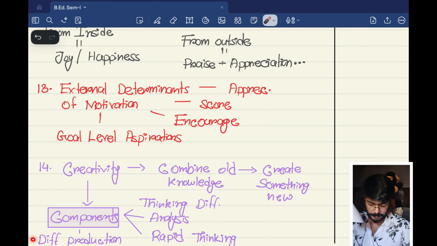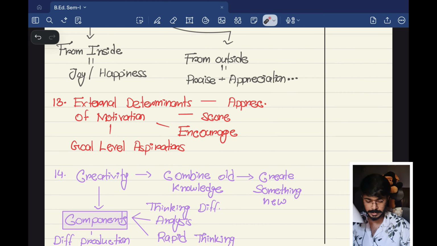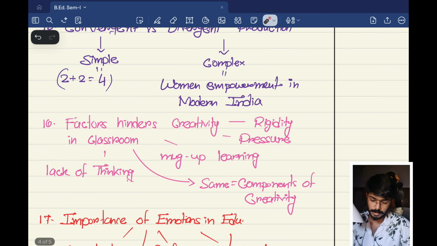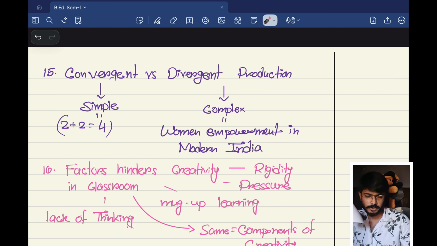Now, differentiated production. What does it mean by differentiated production? You are a creative person. Why? Because the rest of the people who are in the race are doing almost the same, and you are doing something different, you are outsmarting those people. So your production is being differentiated, and because you are creative, it also comes under the characteristics or components of creativity. Let's move forward to convergent and divergent production.